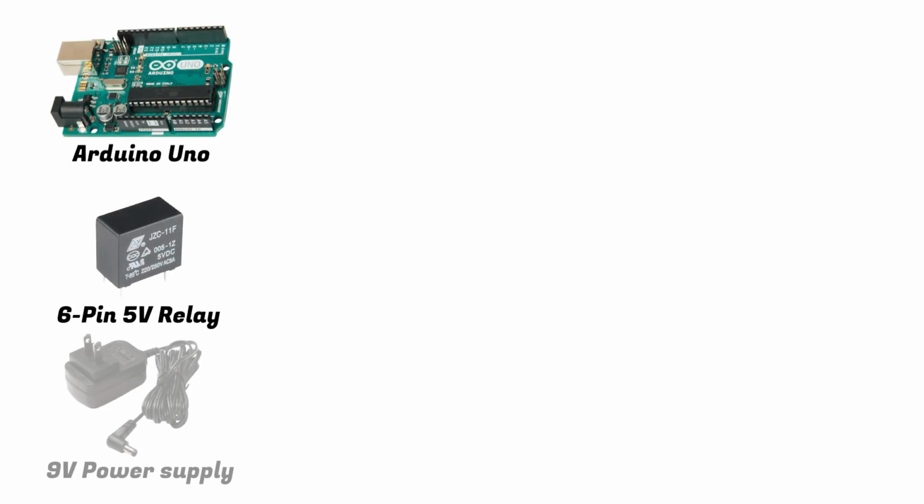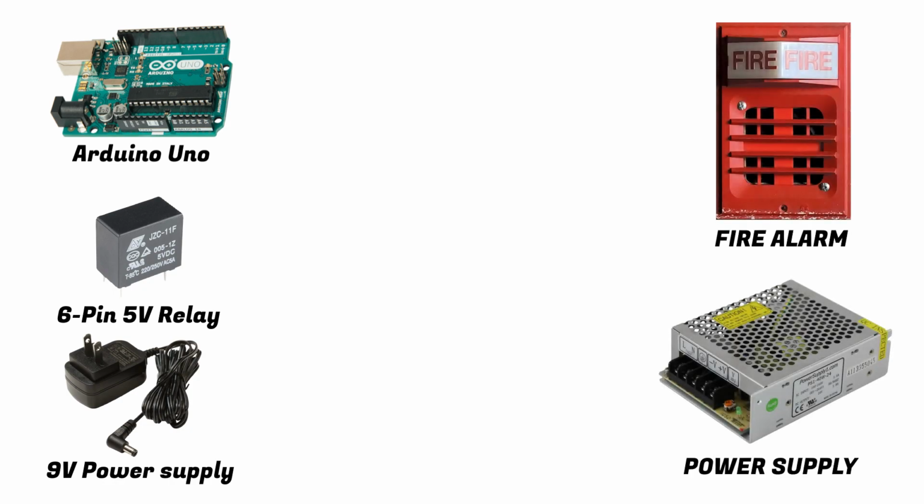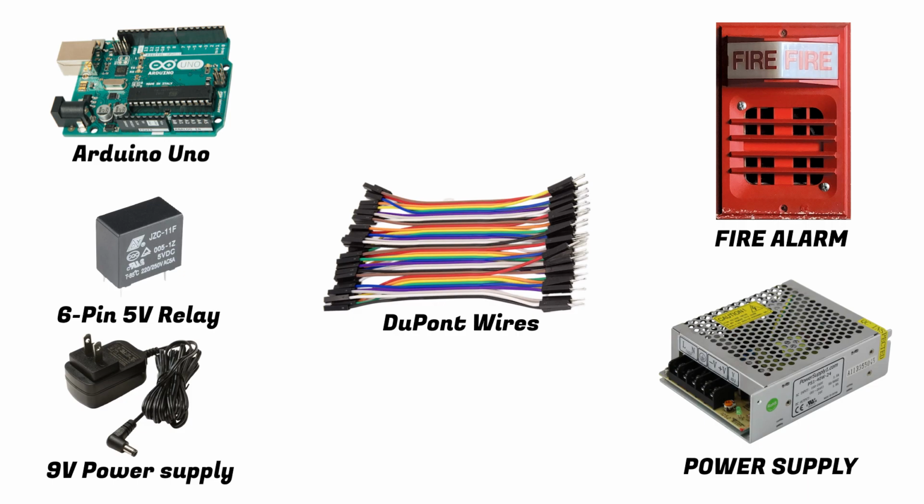For this build, you will need the following: an Arduino Uno, a 5-volt relay, a 9-volt power supply, your alarm, the power supply for your alarm, and DuPont wire. Links in the description for these items.